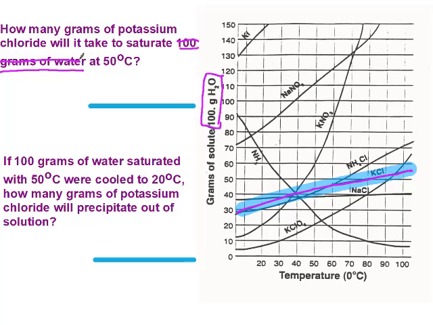So we're just reading the chart and saying 50 degrees, follow it up, and then see that that's about 42 grams of potassium chloride. You could have said 41, you could have said 43. It was somewhere in that range.